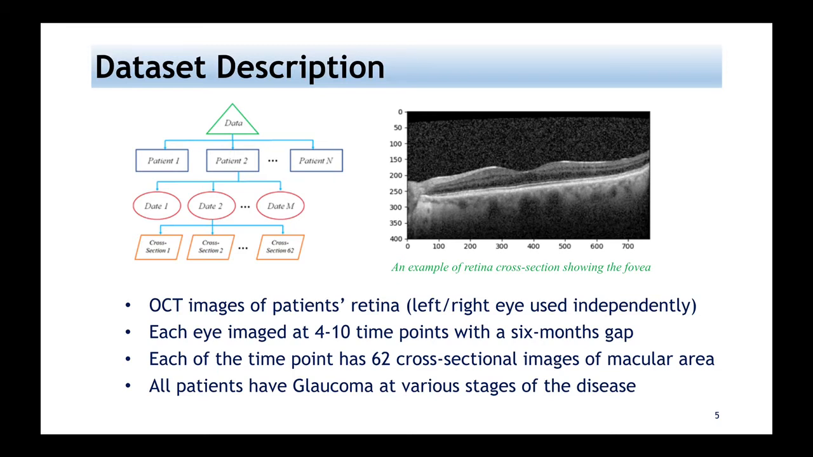right eye independently. Each eye image is recorded at 4 to 10 different time points with a 6-month gap. Each of the time points will have 62 cross-sectional images of the macular area. And we have no assumption about the baseline, which means all patients have glaucoma at various stages.